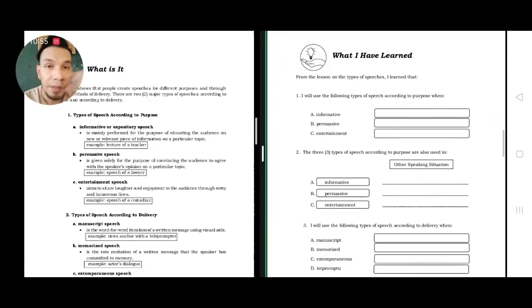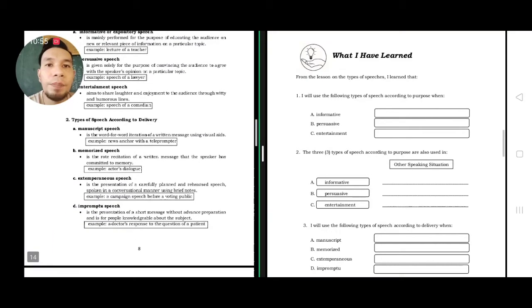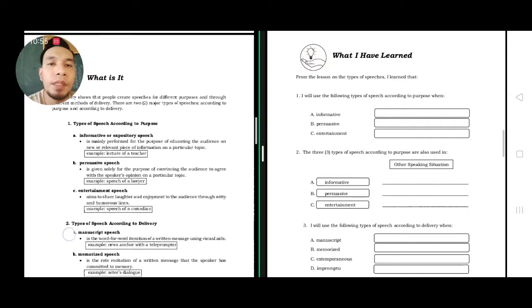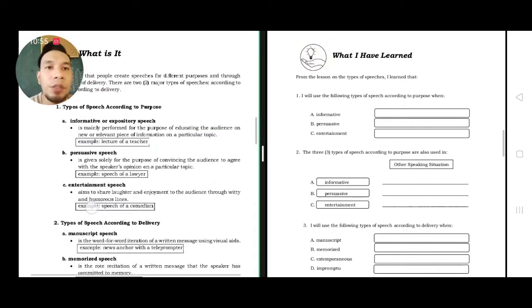The different types of speeches are classified according to purpose and delivery. According to purpose, different types of speeches are informative, persuasive, entertainment. Types according to delivery are the manuscript, memorized, extemporaneous, and impromptu.